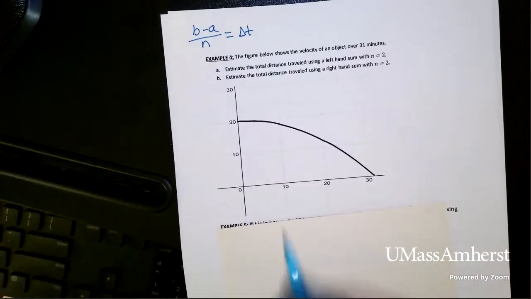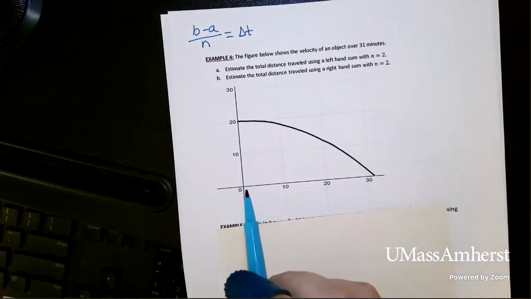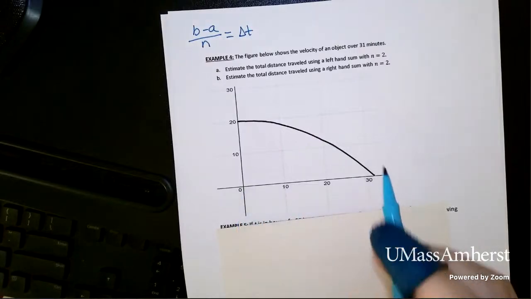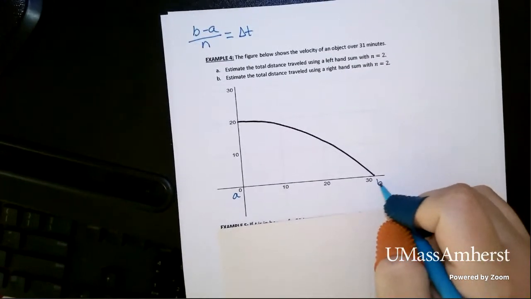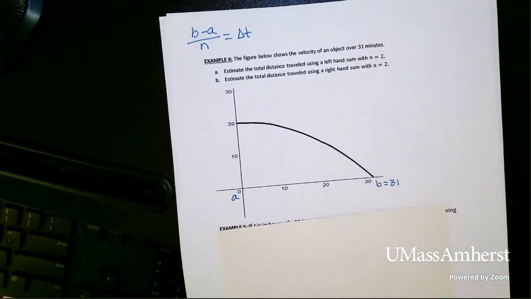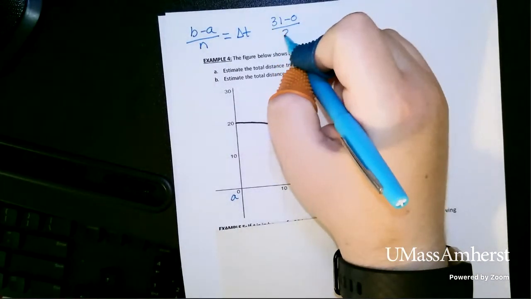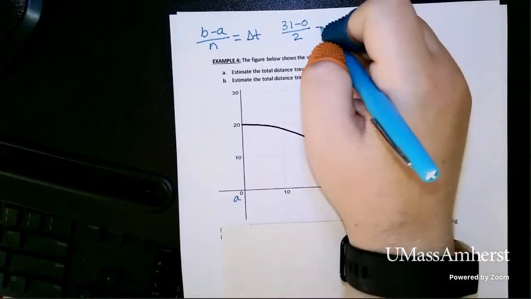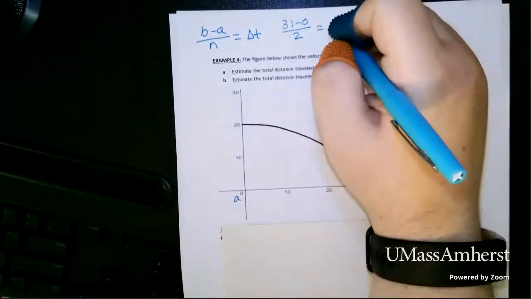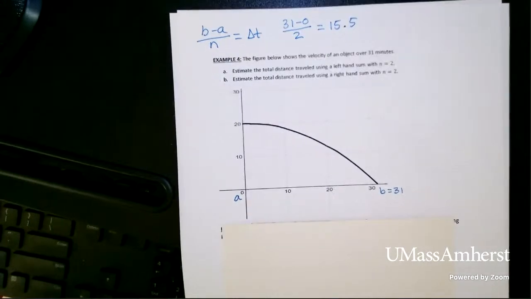So in this scenario, we are looking at what happens over 31 minutes, so from 0 to 31. Those are the endpoints here. a is 0 and b equals 31. Okay, so we're going to do 31 minus 0 divided by 2, because for both of these, n equals 2. So when we divide that in half, we're going to get 15.5. So my delta t is 15.5.